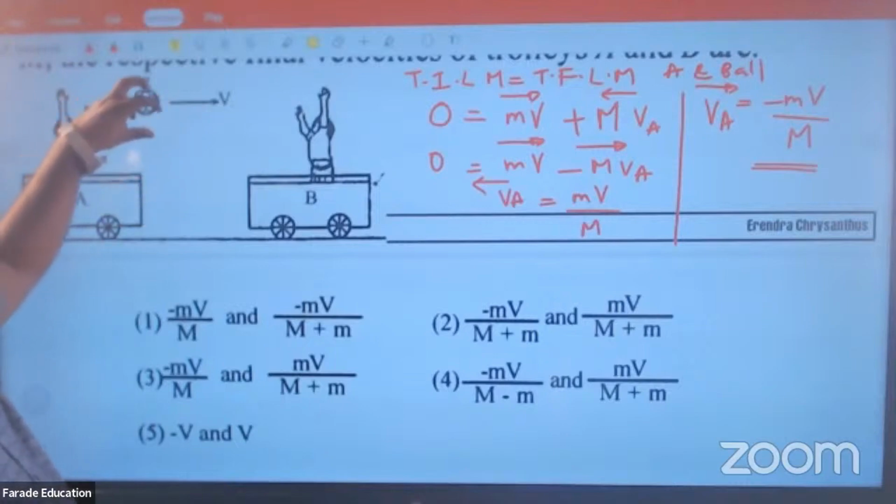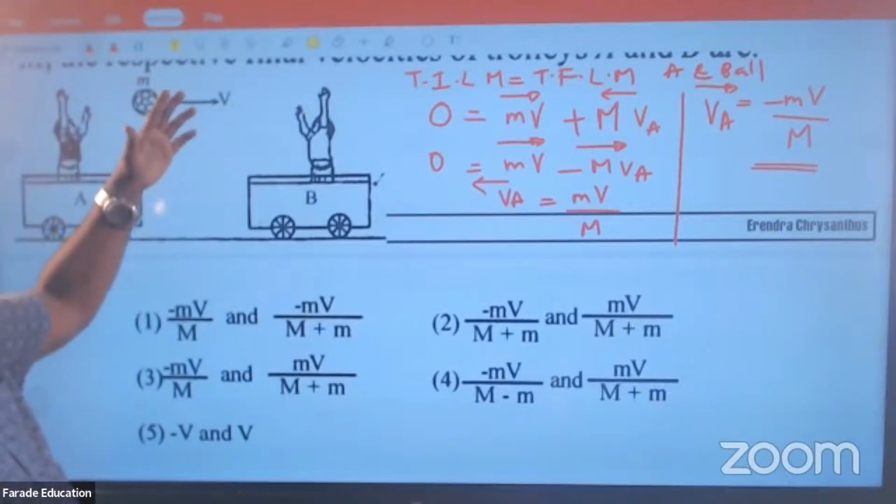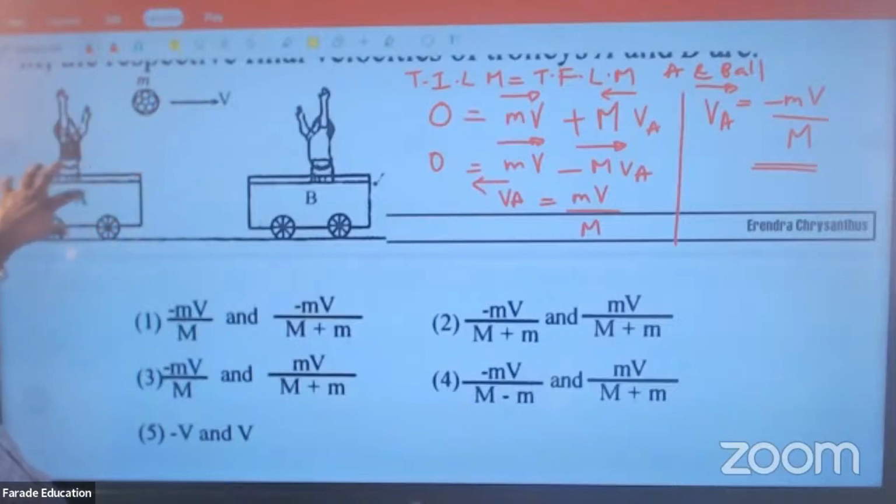Initially, A with the ball is at rest. Then A throws the ball. When you throw the ball, A will travel backward. Law of conservation of linear momentum.